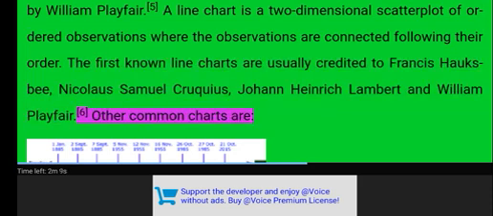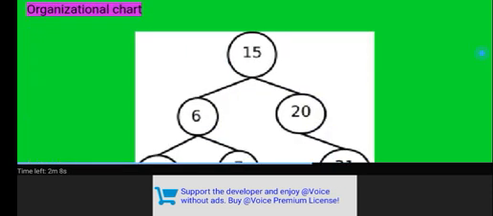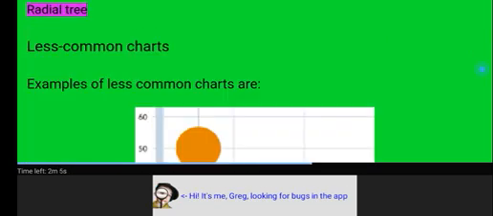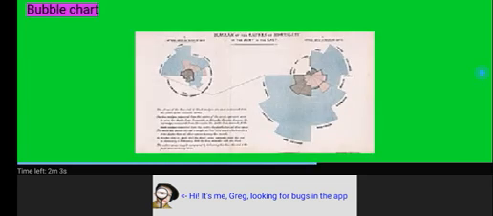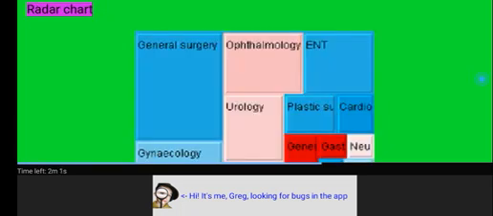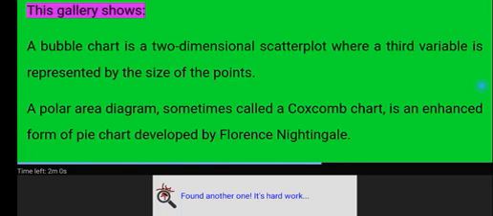Other common charts are the timeline chart, organizational chart, tree chart, flow chart, area chart, cartogram, pedigree chart, and radial tree. Less common charts. Examples of less common charts are the bubble chart, polar area diagram, waterfall chart, radar chart, tree map, stream graph, and gap chart. This gallery shows them.